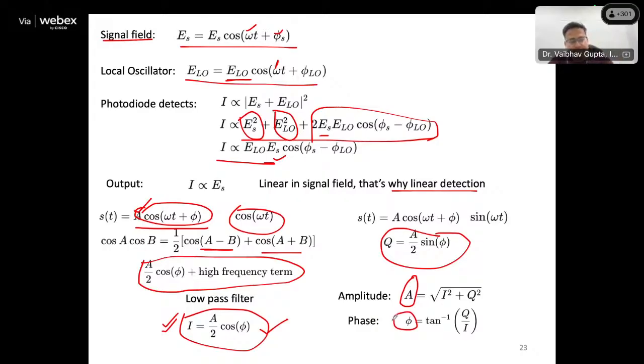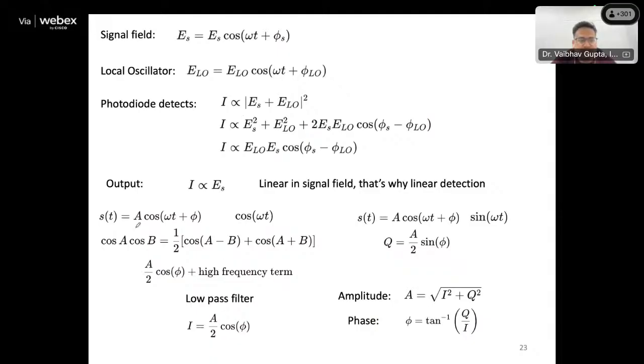So if I look back at what I have done, a signal was given to me. I multiplied this signal with cos and sine. And with these two multiplications, I got two different signals. One was this, one was this. And by this, I was able to get amplitude and phase. Now, what are cos and sine? So if you try to see, this is cos and this is sine, right?